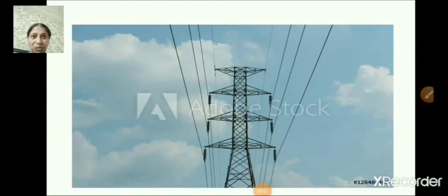Children, what do you see in the picture? Yes, immediately you will say electricity pole. So children, can we imagine our life without electricity in modern life? Not really, right? So right from our TV to computers and big machines in the large factories run on electricity. So electricity is very important in our life, isn't it?